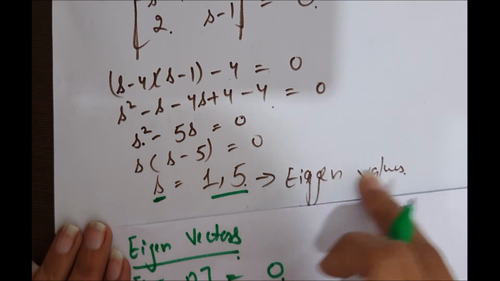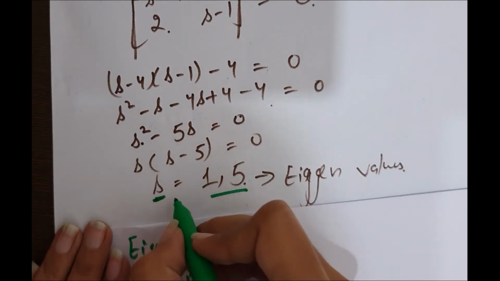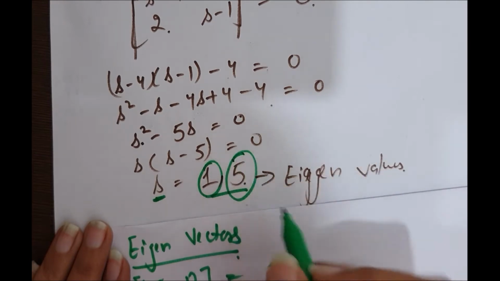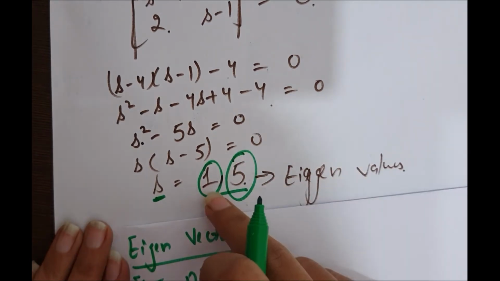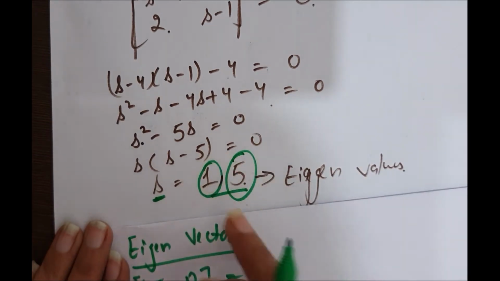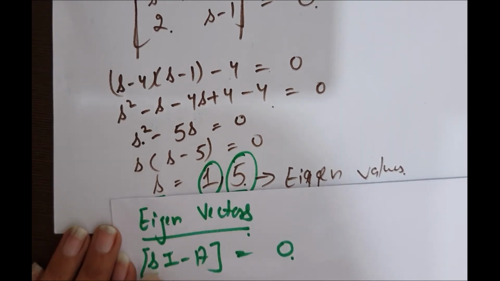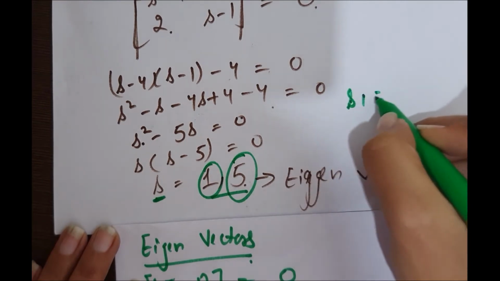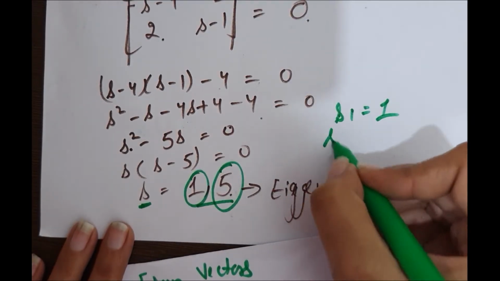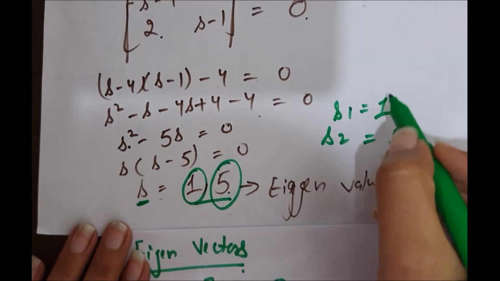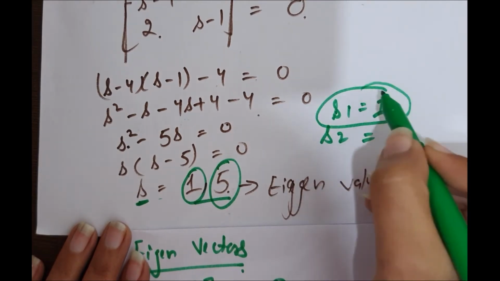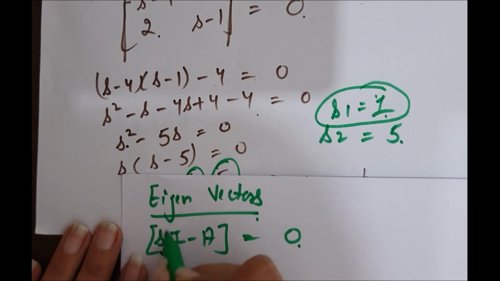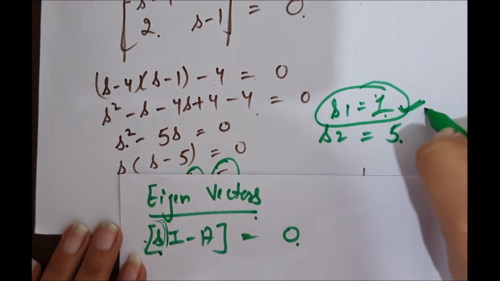Vectors are found corresponding to eigenvalues. Here one eigenvalue is 1 and the other eigenvalue is 5. So to find eigenvectors, firstly we find the eigenvector of this eigenvalue, that is 1. Here s is 1. s means here we can write it as s1, s2, where s1 is 1 and s2 is 5. Here s1 denotes the eigenvalue, that is 1.